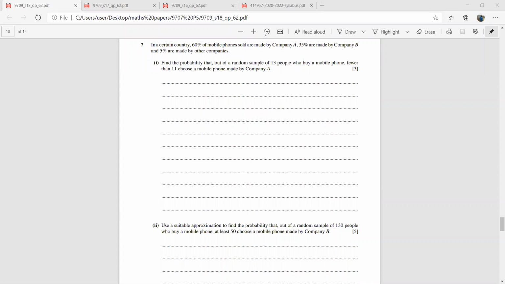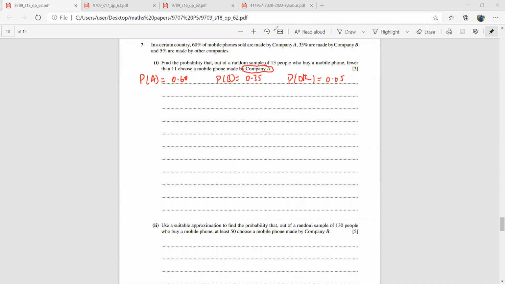Okay, so guys, it says in a certain country, 60% of mobile phones sold are made by company A. So I can say the probability for company A is 0.6, and for company B it is 0.35, and others 0.05. Then it says find the probability that out of a random sample of 13 people who buy a mobile phone, fewer than 11 chose A, like this is from company A.